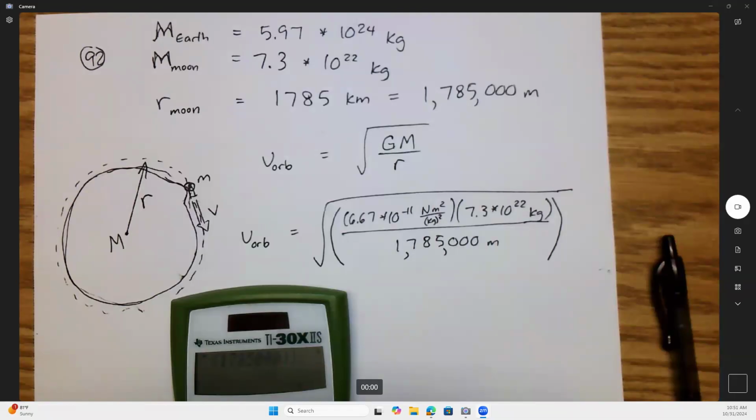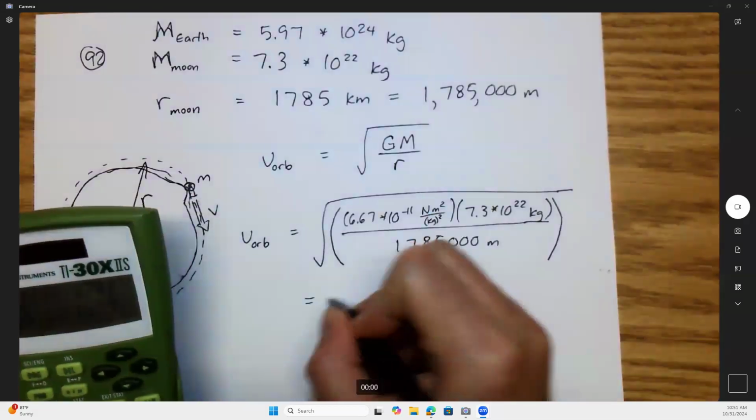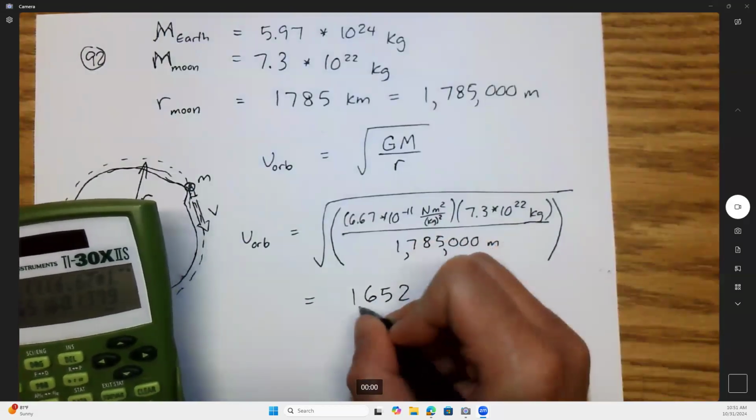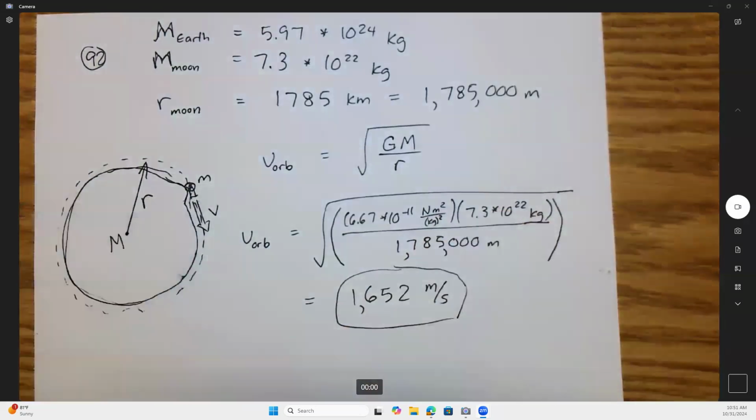And here's why. Does anybody remember what the orbital speed around the Earth is? 8 kilometers per second, which is like 8,000 meters per second. Do you think you maybe don't have to go as fast to orbit the moon? Good. Look at that: 1,652 some, and what unit is that? Meters per second. That's right. That's how fast you have to go orbiting the moon.